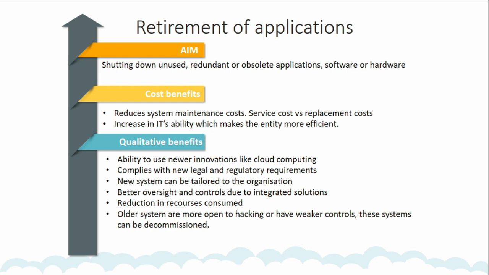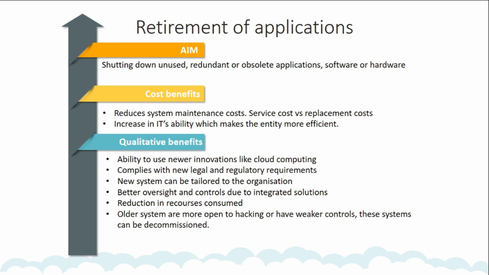Now, when we talk about retirement of applications, we're talking about both hardware as well as software. It is very important to identify what are the costs and the benefits to retiring software. For example, the older our software and hardware gets, the more maintenance costs it will incur. By retiring that software, we will save a lot on service costs and maintenance costs, but we will incur a very big initial cost of replacement. So understanding and doing the cost-benefit analysis between those two things is critically important before we retire.